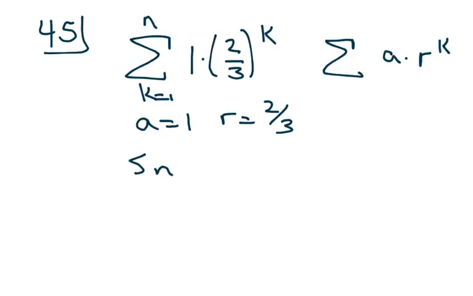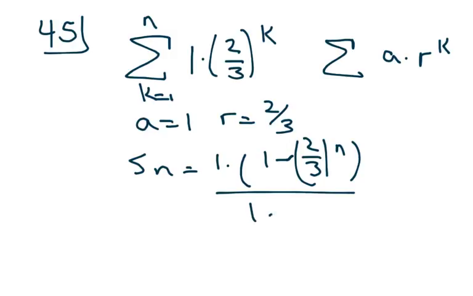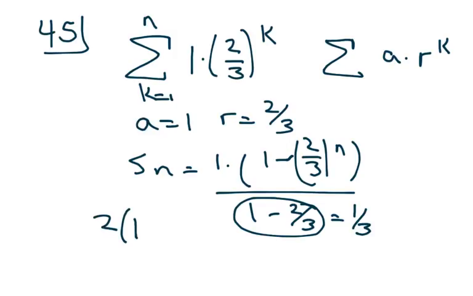So the sum equals 1 times 1 minus 2/3 to the n over 1 minus 2/3, which just equals 1/3. And clean it up, and you're going to get 3 times 1 minus 2/3 to the nth power. Okay? That's how you do those.